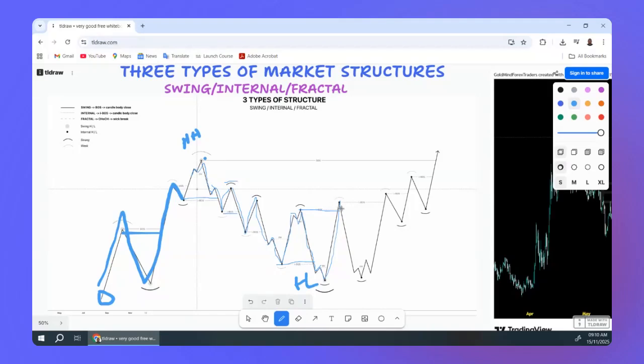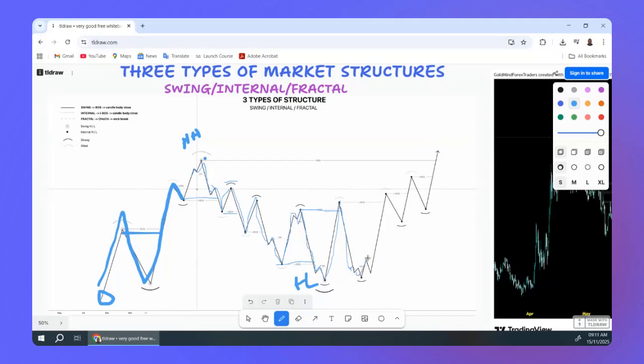So we always wait for the market to return into our discount zone or into our demand zone, then start looking for trades. This is a high probability. All trades that are taken in the direction of the external structure tend to be high probability trades.